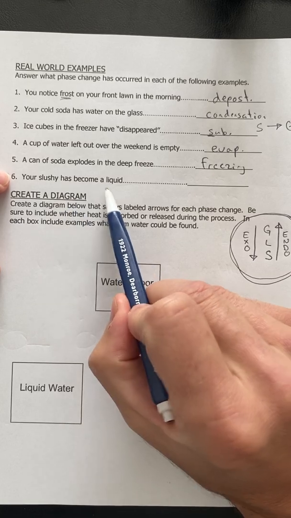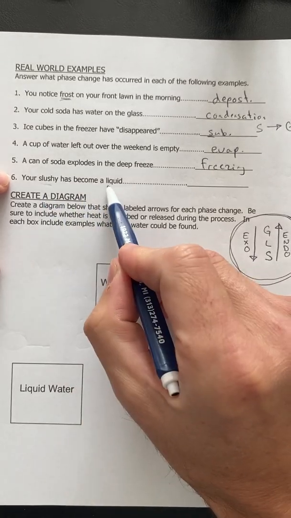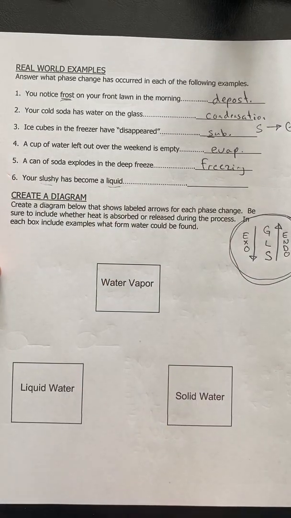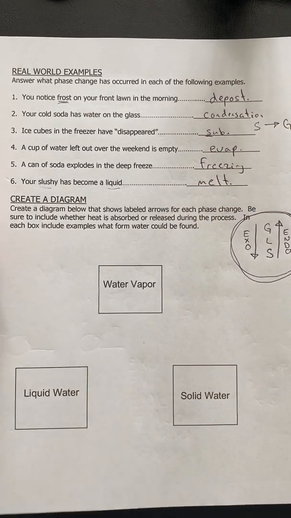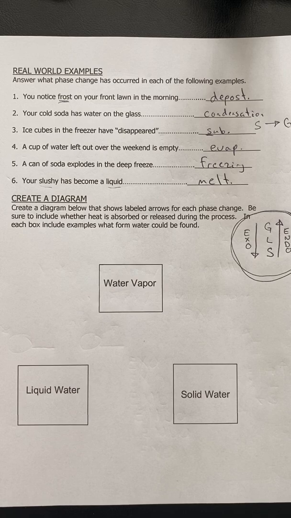Your slushies become a liquid. So you had a solid that became a liquid. So if we got a solid and it became a liquid, we're all familiar with that, right? That's just called melt. Or if you put melting, that'd be okay. So this is just like some real world examples to get your little brains thinking about what's what.